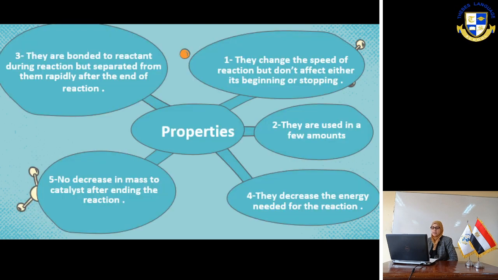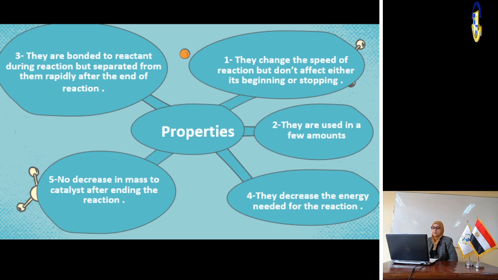Slide number 14. Properties of the catalyst. What are the properties of the catalyst? They are used in small amounts. They decrease the energy needed for the reaction. They also change the speed of the reaction but don't affect the beginning or the stopping. Also, there is no decrease in the mass of the catalyst. They bond to reactants during the reaction but separate from them rapidly after the end of the reaction.